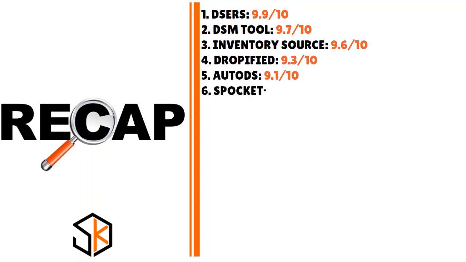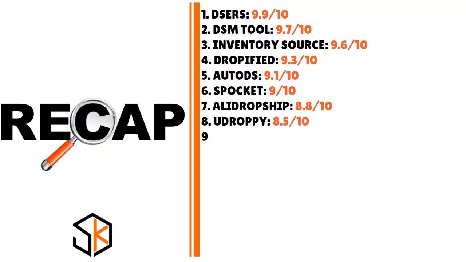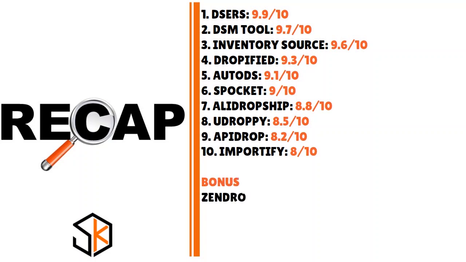Number 7, we have Ali Dropship, 8.8 over 10. Number 8, Udroppy, 8.5 over 10. Number 9, API Drop, our score 8.2 over 10. And number 10, last but not least, we have Importify, our score 8 over 10. And in our bonus category, we have Zendrop, our score 7.8 over 10.